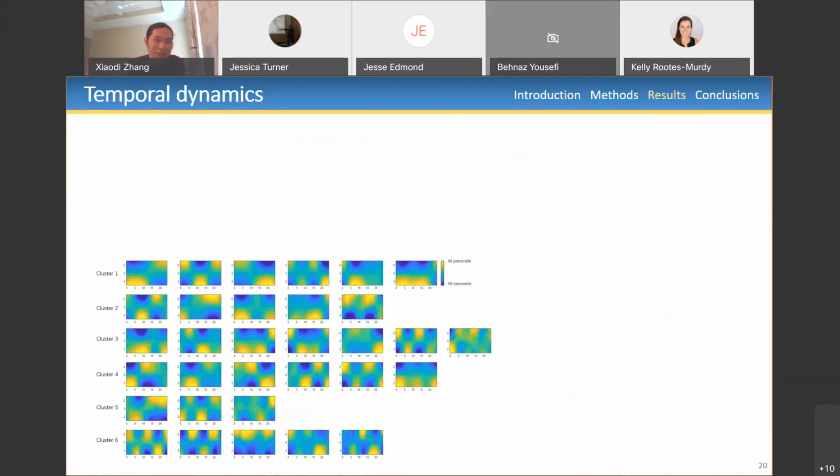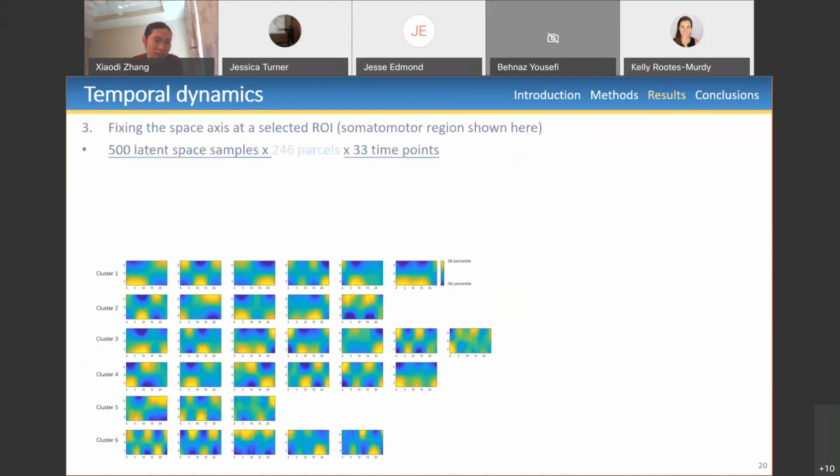Oh yeah. So on top of this, our method offers temporal dynamics for these latent variables as well. If you want to focus on the temporal dynamics, you can fix the spatial axis. So let's say we take an ROI in the somatomotor region, so that we can show you how the temporal dynamics change along the latent axis. Now the x-axis is the time, and the y-axis is like sliding the latent variable from negative to positive.